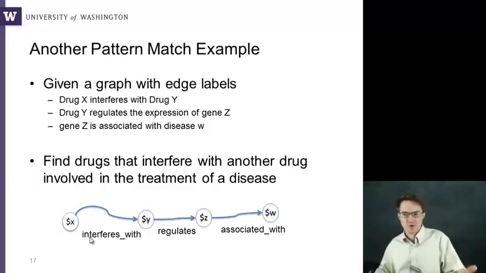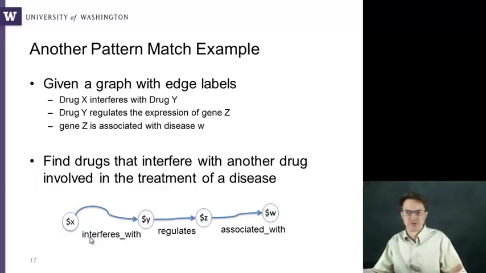All right, so here we might say that drug X interferes with drug Y, and drug Y regulates the expression of gene Z, and gene Z is associated with disease W. And so now maybe one pattern that we want to look for is find all drugs that interfere with some other drug that is involved in the treatment of some disease.